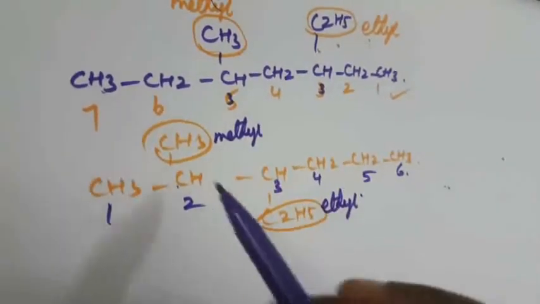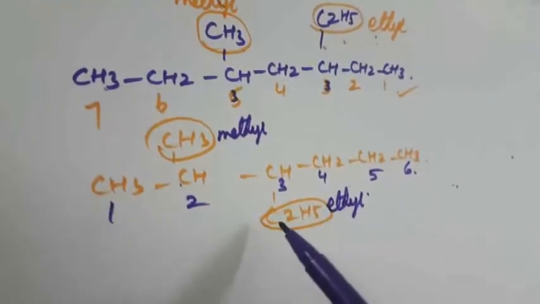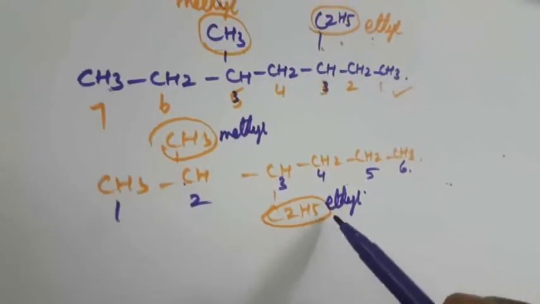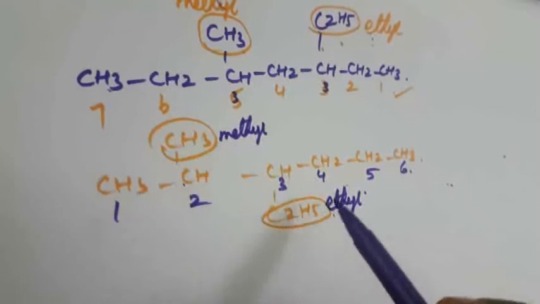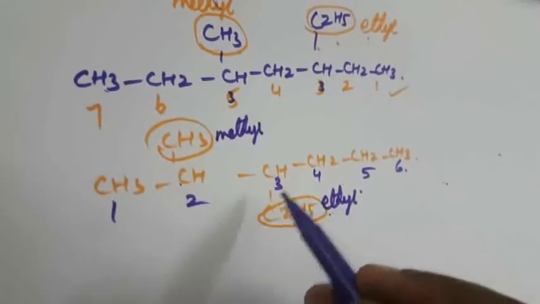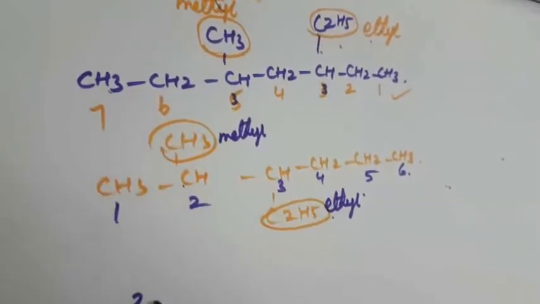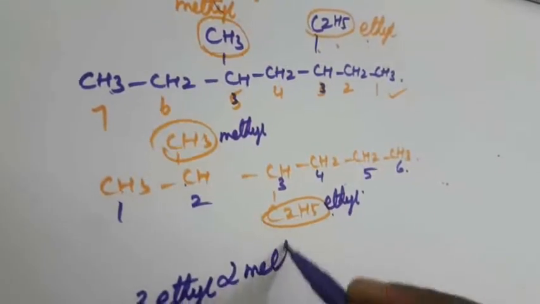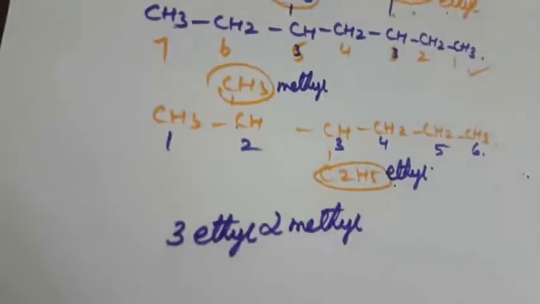So how to write? This is coming under the prefix. Prefix comes before the root word. So how to name this compound? That is ethyl. Which one is coming first? Alphabetical order, ethyl will come first. Which position? That is third position. That is 3-ethyl. Then 2-methyl. Okay, this is the way you write this compound.